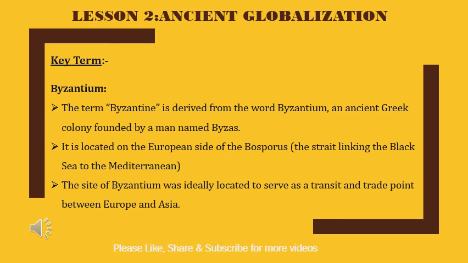Key term: Byzantium. The term Byzantine is derived from the word Byzantium, an ancient Greek colony founded by a man named Byzas. It is located on the European side of the Bosphorus, the strait linking the Black Sea to the Mediterranean. The site of Byzantium was ideally located to serve as a transit and trade point between Europe and Asia.